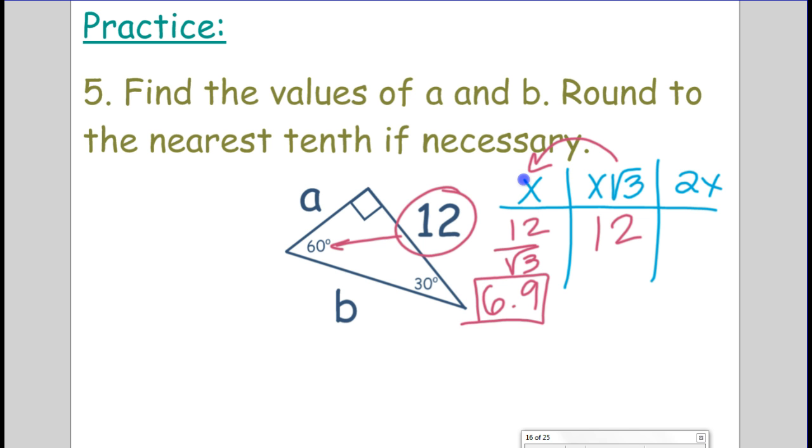Araceli, if x is 6.9, then what is 2x? 13.9. 6.9 times 2 is 13.8. Hey guys, to get from this column, to get from 30 to 90, all you do is double it. Double means times 2. 6.9 times 2. All right, so what's A? 6.9. What's B? 13.8. And the agony is over.